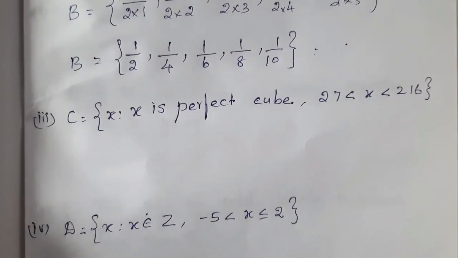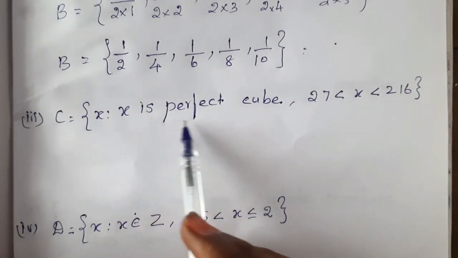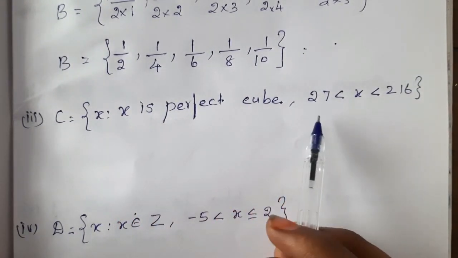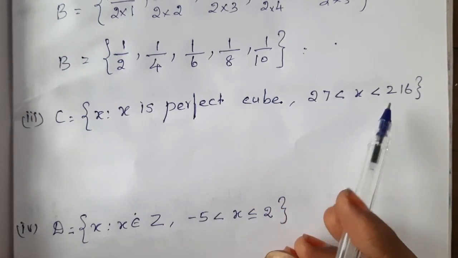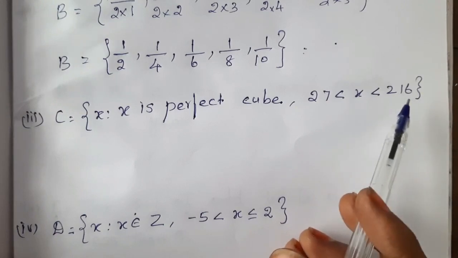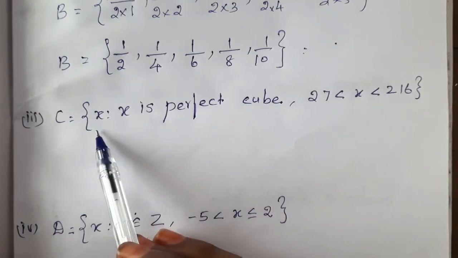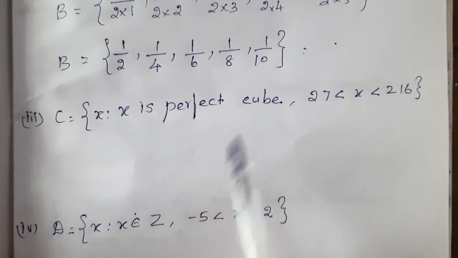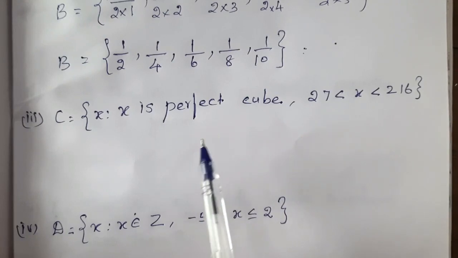Next question. C equal to set of all x such that x is a perfect cube, then 27 less than x less than 216. So it is in the set builder form, otherwise rule form. We have to write that in roster form.